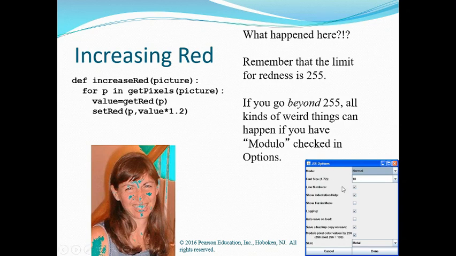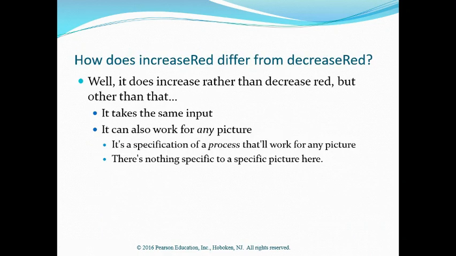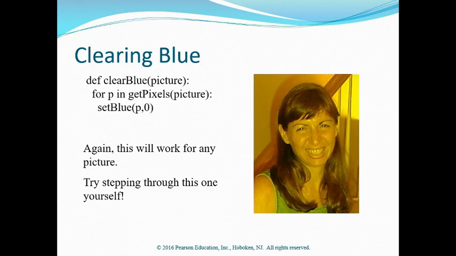So as you can see, here's JES options, pixel color values by 256, and you can see it there. So how does increase red differ than decrease red? Well, it does increase rather than decrease, but other than that, it takes the same input. It can also work for any picture. It's a specification of a process that will work for any picture. There's nothing specific to a specific picture here.